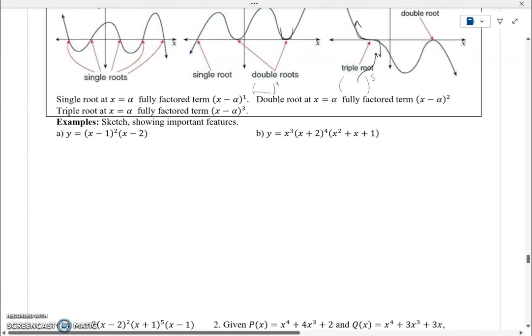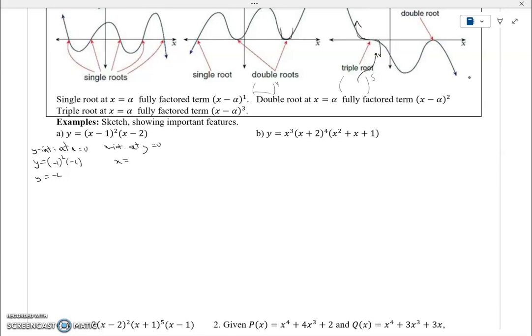Sketch showing all important features. So let's go y-intercept, set x to be 0. So if x is 0, we get y is equal to, that'll be -1 squared times -2. -1 all squared becomes 1. So that'll just be y equals -2. Okay, so x-intercept, set y to be 0. And if you set y to be 0, I'll just go straight to the answers. You'll get x is 1 and x is 2. But the key thing is, because of this squared here, I know x is 1 will be a double. It'll be a double root.